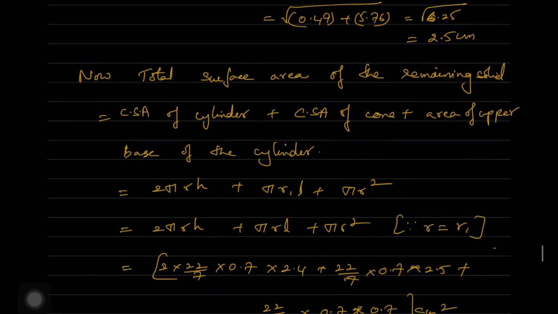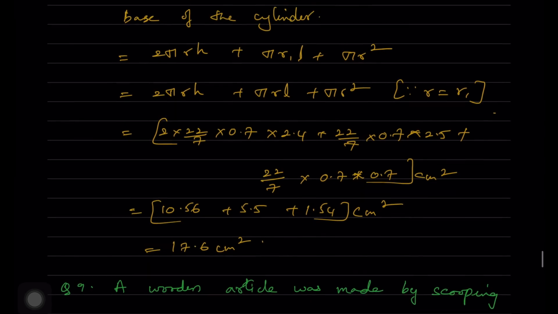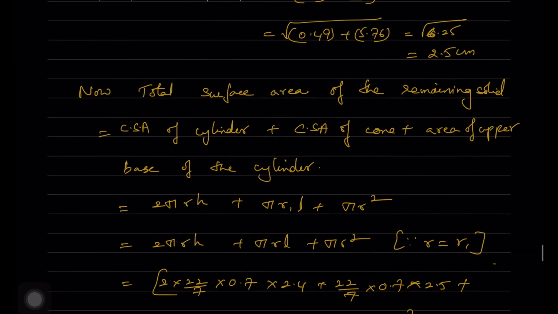Now the total surface area of the remaining solid is equal to the CSA of cylinder plus the CSA of cone plus the area of the upper base of the cylinder. So here you get 2 pi r h plus pi r1 L plus pi r square, which is equal to 2 pi r h plus pi r L plus pi r square, since r1 is equal to r, we have put it as r itself. Putting it in the formula, you get the answer, 17.6 centimeters square.